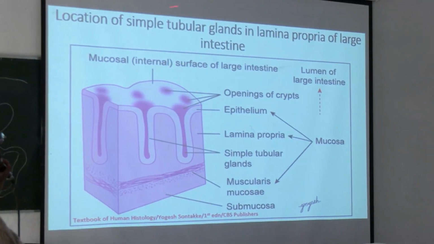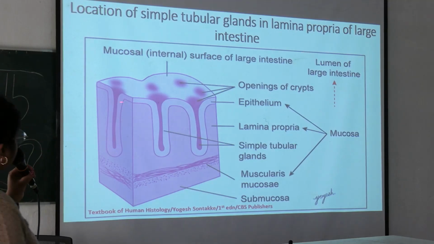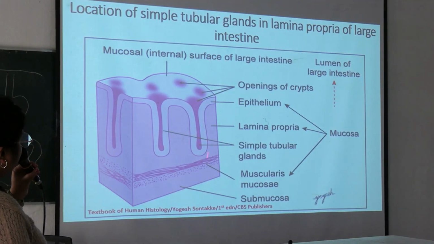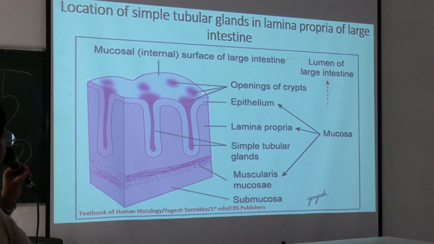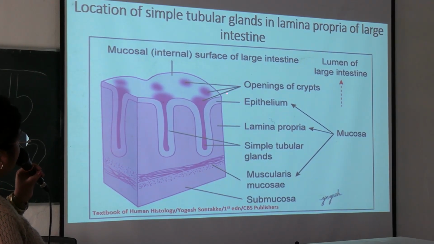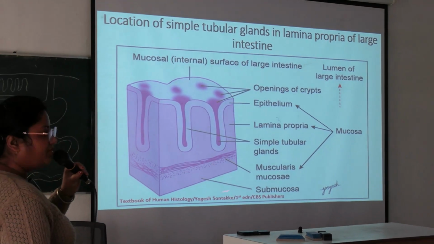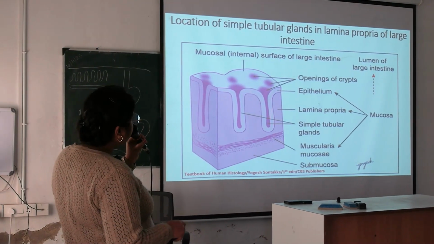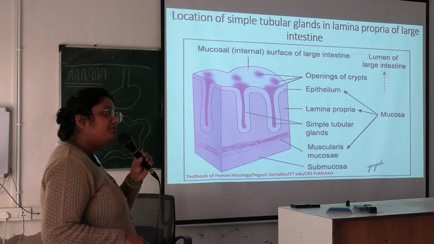Now the histological picture. There is location of simple tubular glands in the lamina propria of the large intestine. So these are the simple tubular glands. Okay, here is the opening of the crypts. The mucosa is formed by three layers: epithelium, lamina propria and muscularis mucosa, and beneath it is the submucosa. Within the lamina propria are embedded these simple tubular glands, crypts of Lieberkühn.